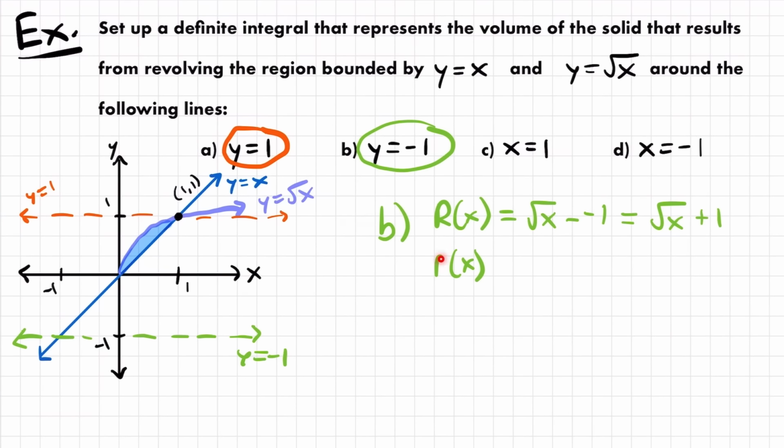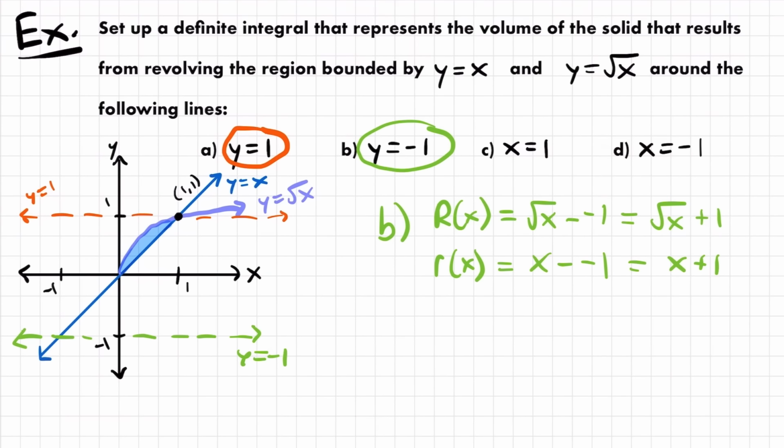Now for our inner radius, we want to look for the boundary that is the closest to our axis of revolution. And so with regards to y equals negative 1, y equals x is the closest boundary of our region to that line. And so our inner radius will be equal to x minus the value of that axis of revolution, which is negative 1, right? Our region is above the axis of revolution, so we need to subtract its value. And so that will be equal to x plus 1, because subtracting negative 1 is the same as adding 1.